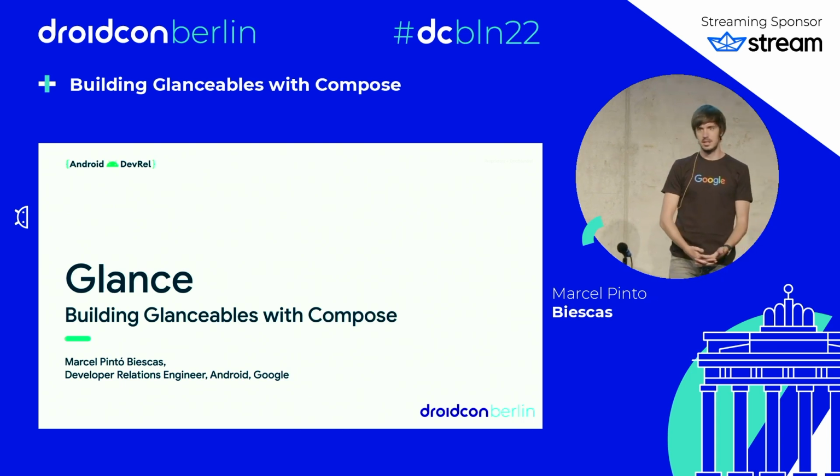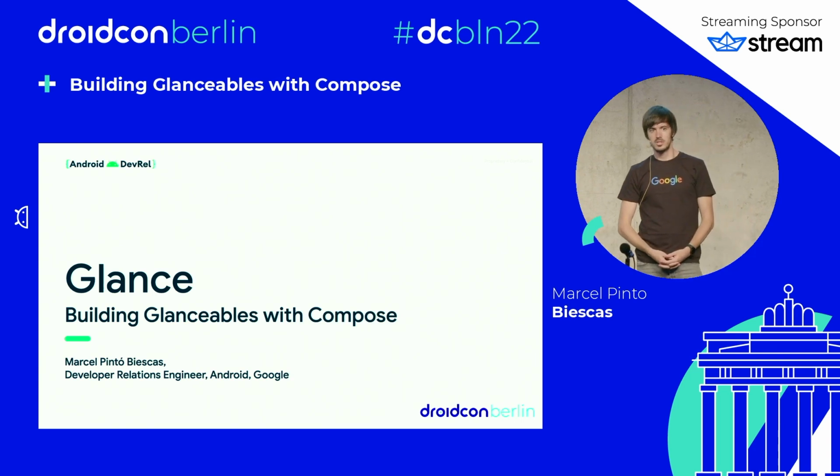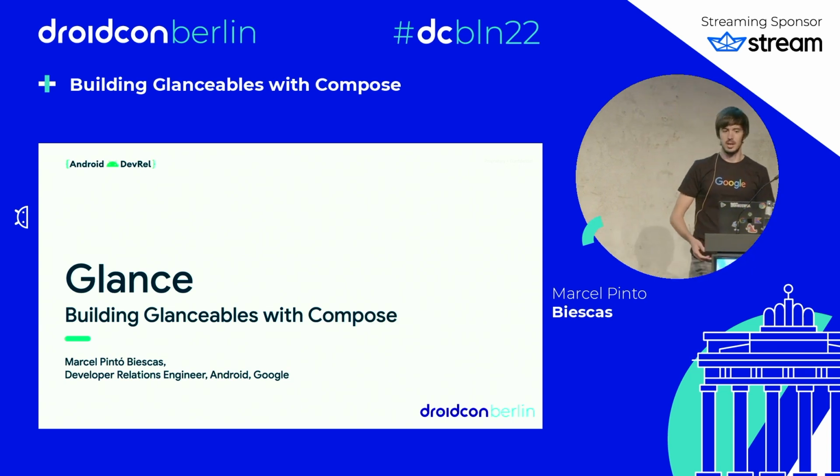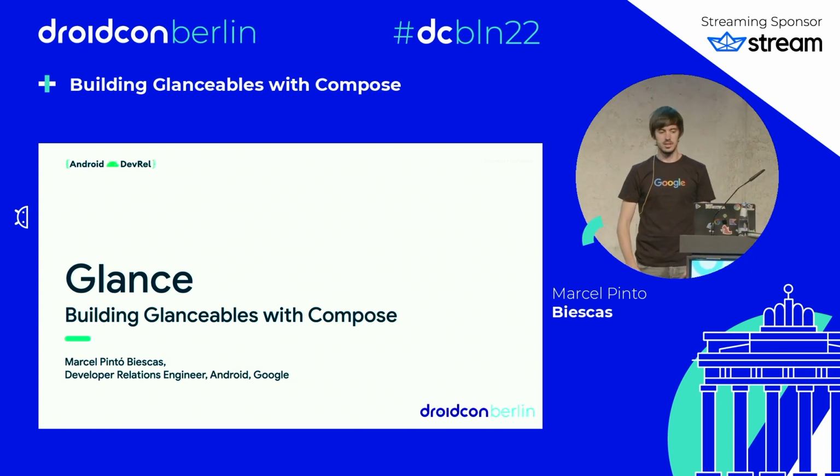For example, last year, I was working on the new app widgets refresh that came in Android 12 with some of the new Material You and dynamic colors. Then we started working on a new framework to actually make building widgets and other Glanceables easier with Compose. So this is actually what I'm here today to talk about: how we can build these Glanceable surfaces with Compose.